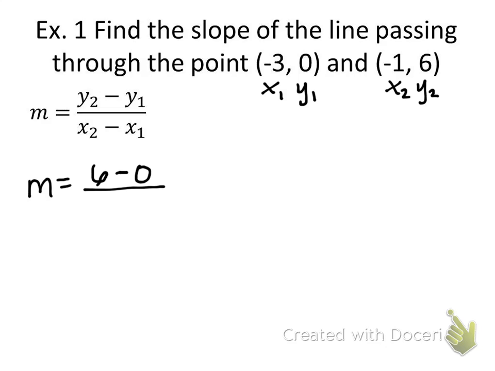Okay? Now I'll plug in my x's. x2 is -1 minus -3. Okay? Do not forget about that sign. That makes this a positive. So 6 minus 0 is 6. -1 plus 3. Different signs. Subtract and take the sign of my biggest. 6 over 2. So I can reduce this and make it 3.